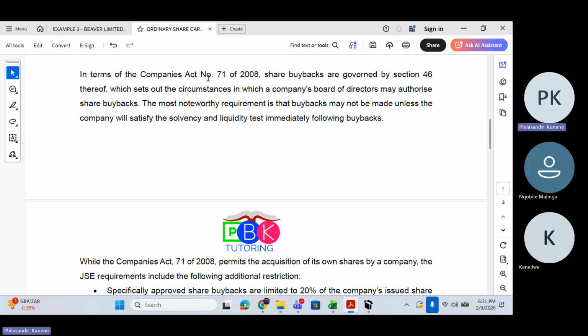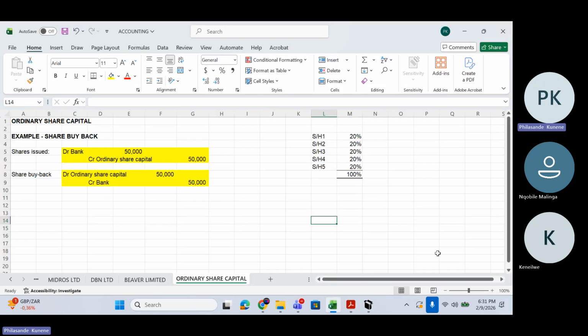In terms of Companies Act 71 of 2008, share buybacks are governed by Section 46. What does Section 46 say? For the company to buy back shares, it's a good thing. But I said that it's not good for shareholders. But there's something else that the company may need to look at.